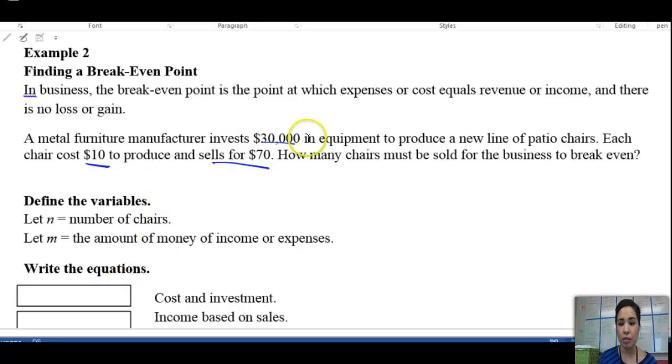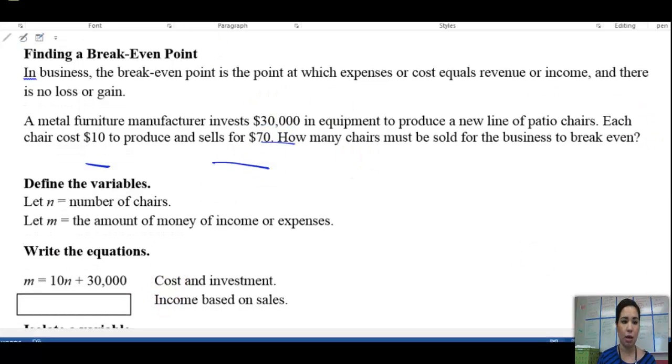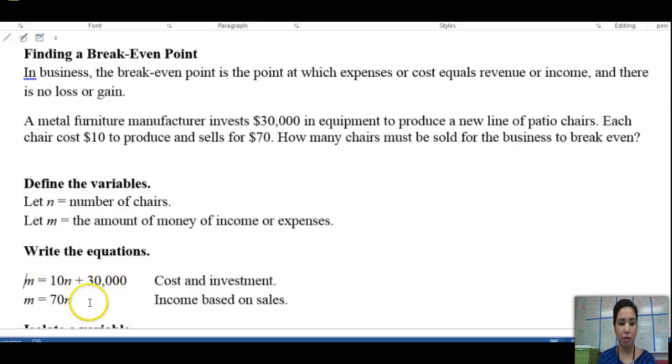For cost, it is costing you $10 per chair. So really, it would be 10 times N, the number of chairs. Also, you had to invest some money at the beginning, which is the $30,000. So this is my cost. Now I'm going to figure out how much money I'm actually making. So my income is $70 per chair, so $70 times N, because that's the number of chairs.